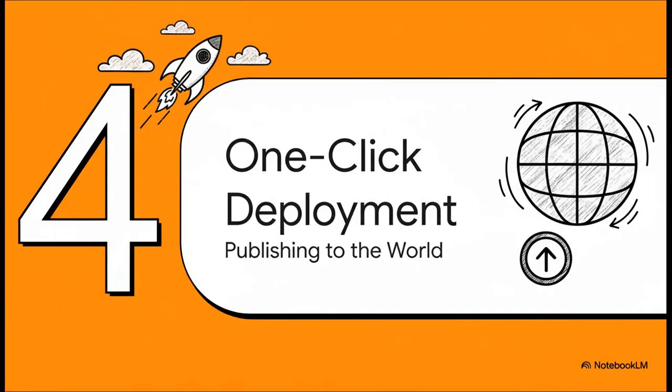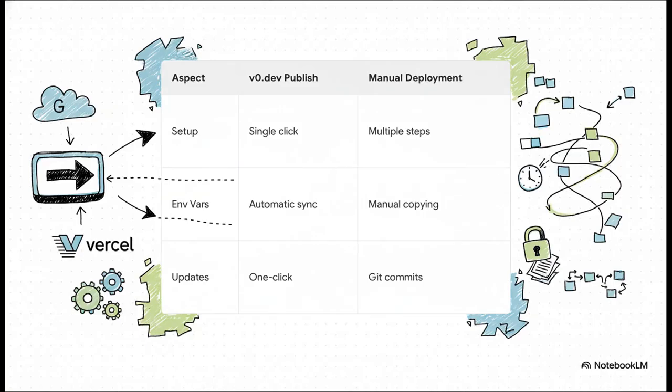I want you to forget about complex deployment pipelines, configuring servers, or writing endless YAML files. v0.dev and Vercel simplify this entire process down to a single button click. And I'm serious, it's one button. I mean, just look at the difference this integrated workflow makes. That publish button isn't just a button, it's an entire automation engine. It creates the GitHub repository for you, configures the Vercel project, and syncs all your environment variables automatically. A process that could easily take hours of manual work is now done in seconds.